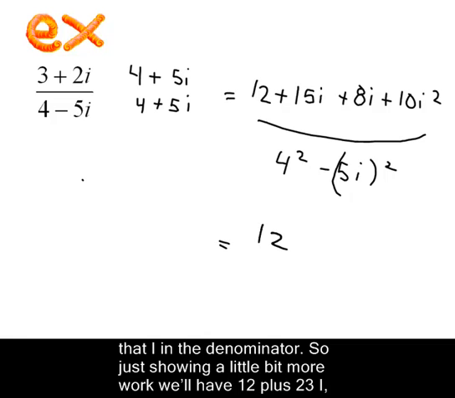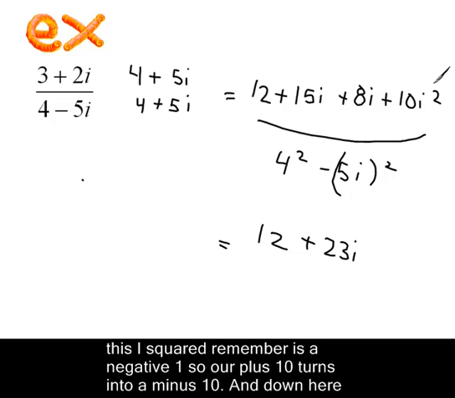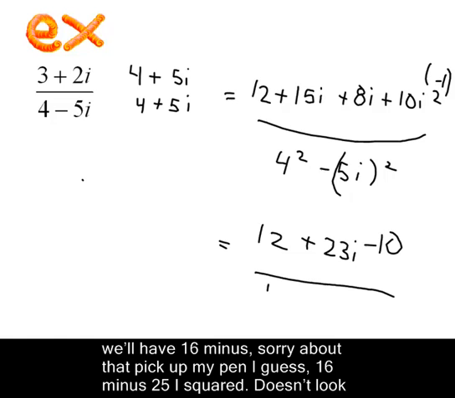So just showing a little bit more work, we'll have 12 plus 23i. This i squared, remember, is a negative 1. So our plus 10 turns into a minus 10. Okay. And down here we'll have 16 minus 25i squared.